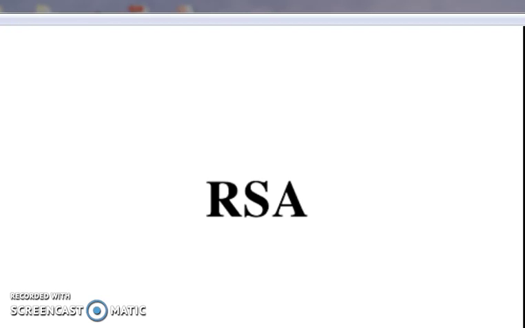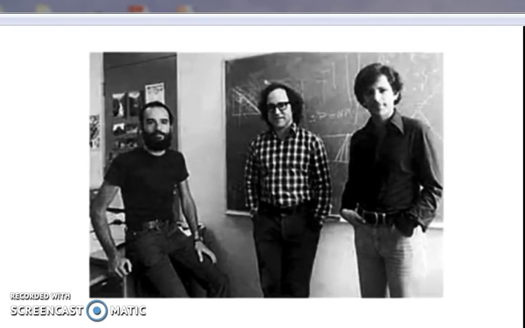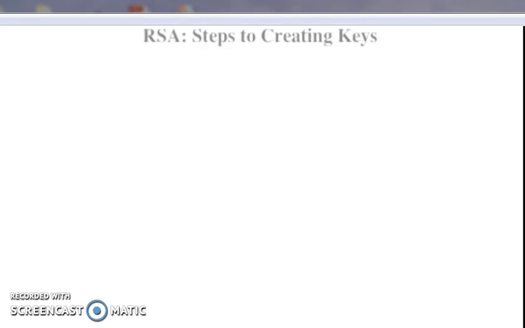RSA. An example of public key cryptography is RSA. It was first described in 1977 by three men, the RSA coming from the first letters of their surnames, Rivest, Shamir, and Adleman. RSA steps to creating keys.